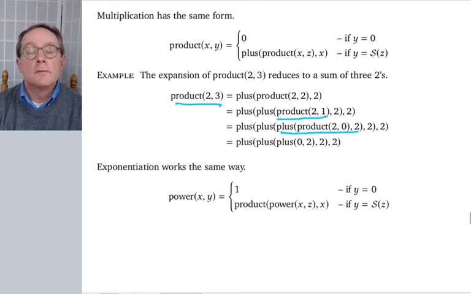Okay, very computer-like, isn't it? Okay, but now we've gotten to the point where all this fooling around stops, because the product of 2 and 0 is 0, just by the first line of the definition. So now we're looking at the plus of 0 and 2.